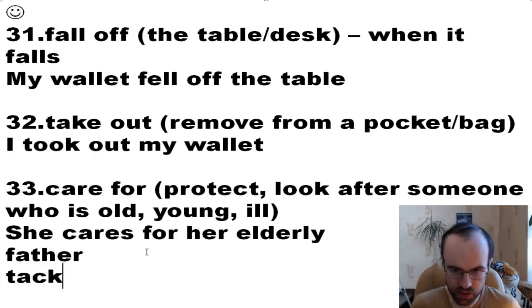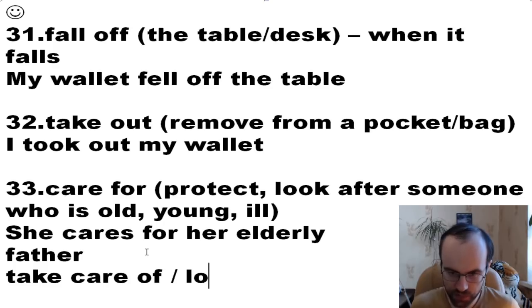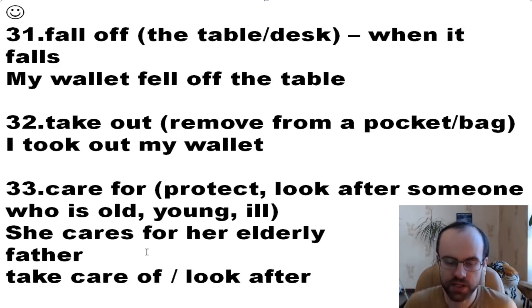Hope you remember this phrasal verb. Take care of, and also look after. They have a similar meaning. So she takes care of her elderly father. She looks after her elderly father.